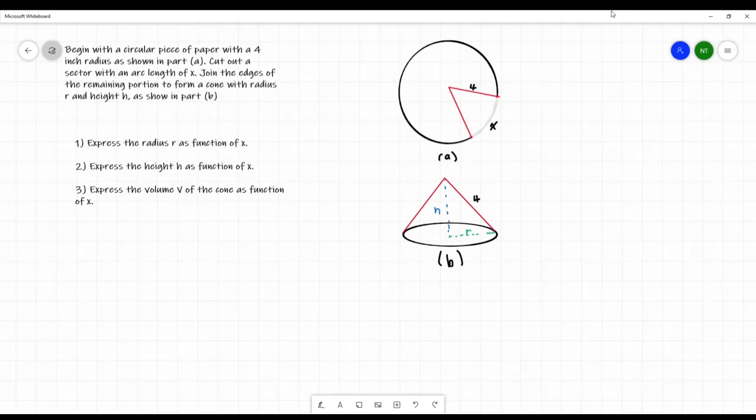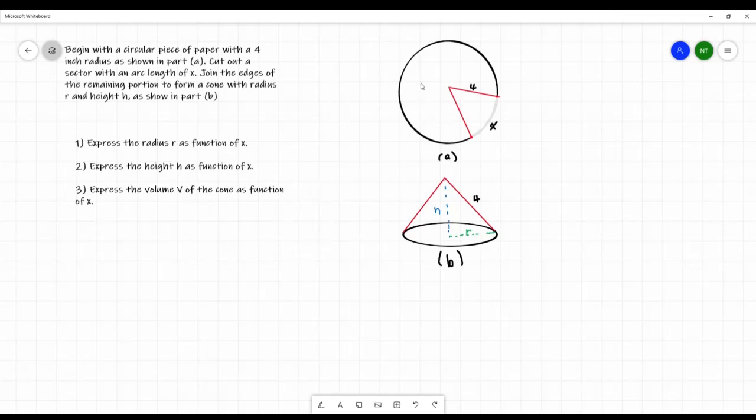Begin with a circular piece of paper with a 4-inch radius as shown in part A. Cut out a sector with an arc length of x. Join the edges of the remaining portion to form a cone with a radius r and a height h as shown in part B. Okay, so what does this mean?